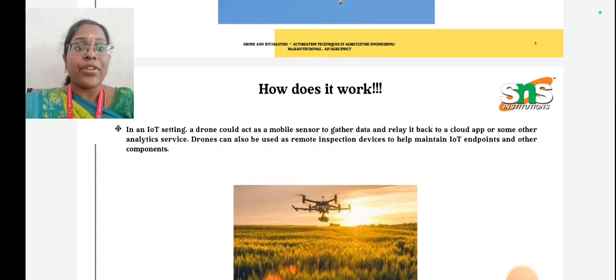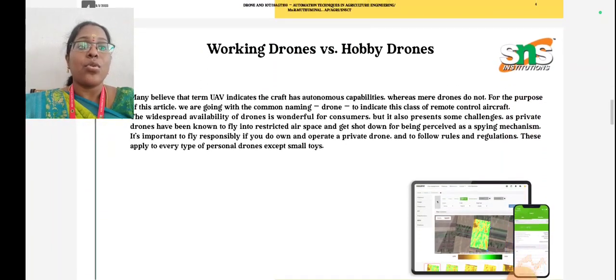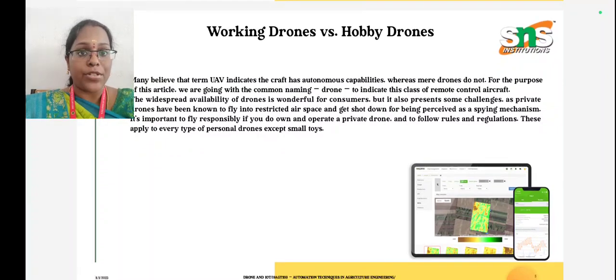With the help of an IoT setting, the drone is capable of acting as a mobile sensor to gather data and relay it back to the cloud app, so that we can gather the data available in the drone app, analyze it, and then use it as needed. Initially we were trying to use them as remote inspection devices in order to maintain the endpoints and other components. So, working drones versus hobby drones.